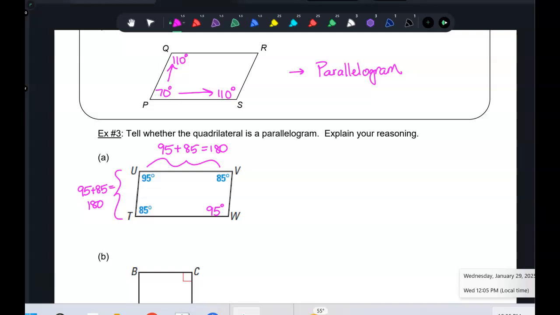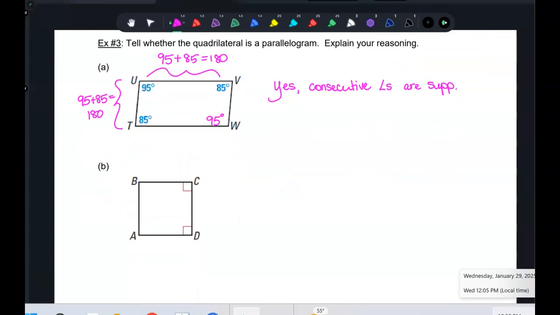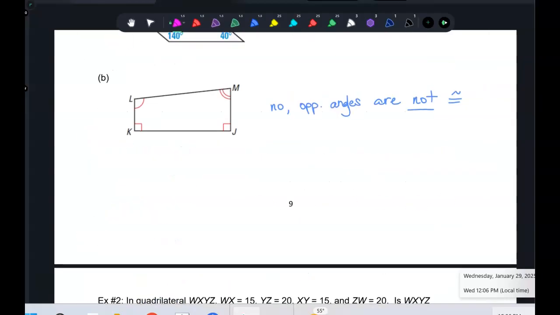So this one's going to be yes. You could say consecutive angles are supplementary, or you could do opposite angles. So to determine if it's a parallelogram, you just have to add up each side and see if they all equal 180. You could do these two angles here and these two, and then automatically that one will be the same. What if you were given just sides? Well then, what do you need to know about the sides?